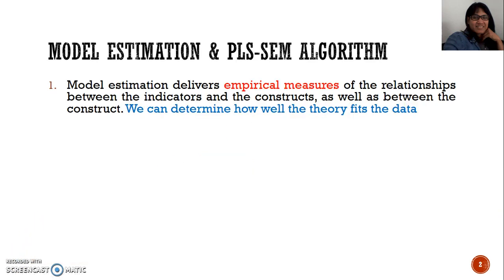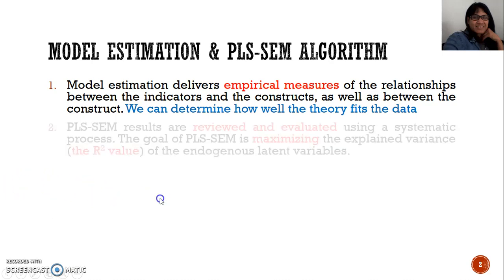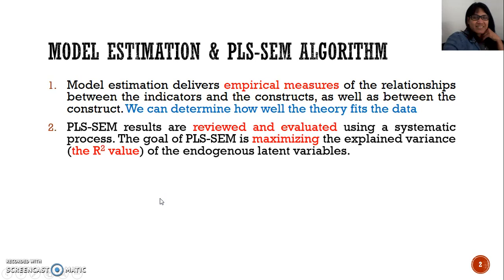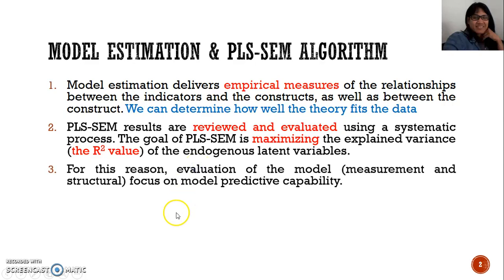Model estimation delivers empirical measures of the relationship between the indicators and the constructs, as well as between the constructs, so we can determine how well the theory fits the data. PLS-SEM results are reviewed and evaluated using a systematic process. The goal of PLS-SEM is maximizing the explained variance, or the R-square value, of the endogenous latent variables. For this reason, evaluation of the model, both measurement and structural, focuses on the model's predictive capability.